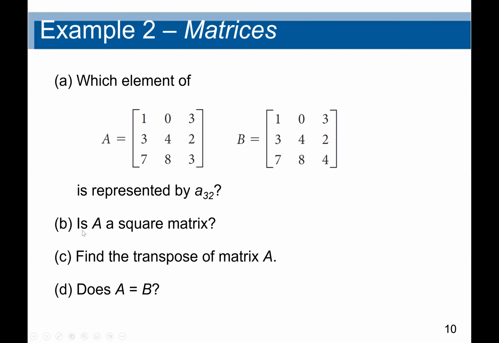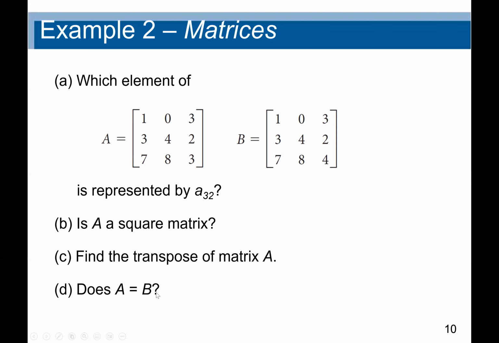Then the second question said, is A a square matrix? Yes, because the number of rows and the number of columns are the same. So matrix A is a square matrix. Now to find the transpose of matrix A, instead of 137 as a column, 137 will be a row. Then 048 will be a row and 323 will be a row. So we change the rows to columns and we have again the transpose of A.